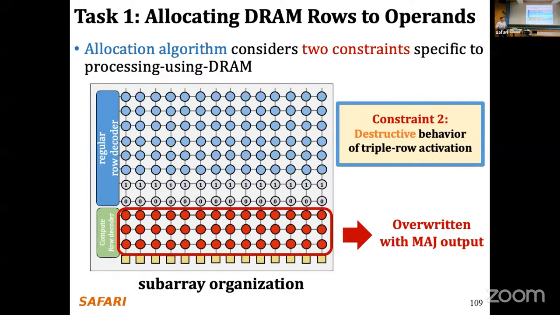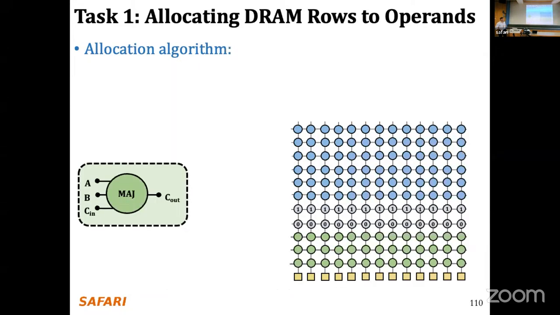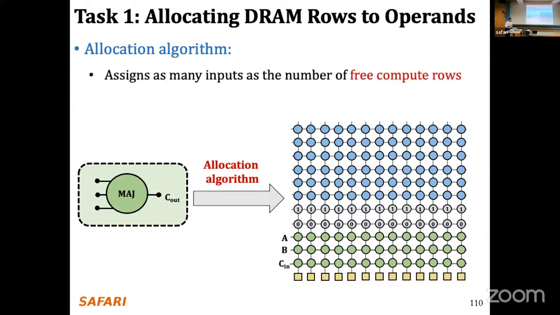So this also needs to be taken into consideration. What we are going to do is have an allocation algorithm that takes the inputs of the graph that was generated and maps them to those few designated rows that we have in the subarray. The allocation algorithm is quite straightforward. You go input by input of a majority gate, and we allocate them to three rows. So assign as many inputs as the number of free compute rows available.